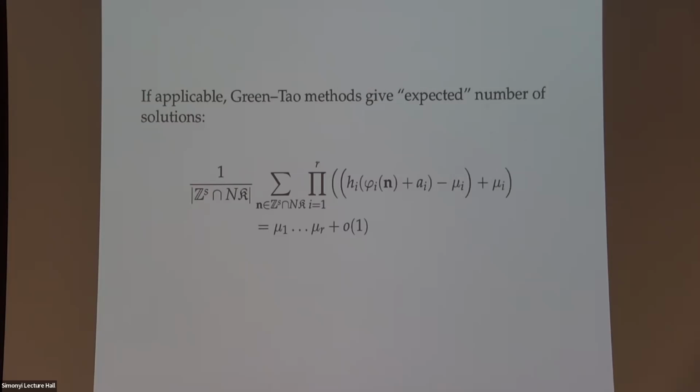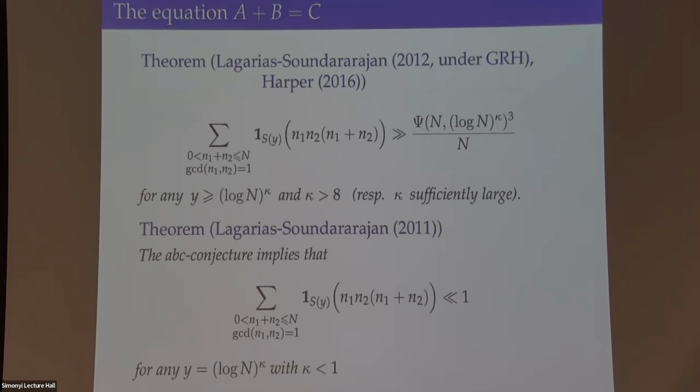Now, I had mentioned that beyond the work in the dense situation, there is previous work in the situation where the number of factors in the product is equal to 3. And this work corresponds to solving the equation a plus b is equal to c inside the set of smooth numbers. This equation can be phrased in the shape of one of our linear correlations by looking at how often this product of 3 factors n1, n2, and n1 plus n2 takes values in the set of y smooth numbers.